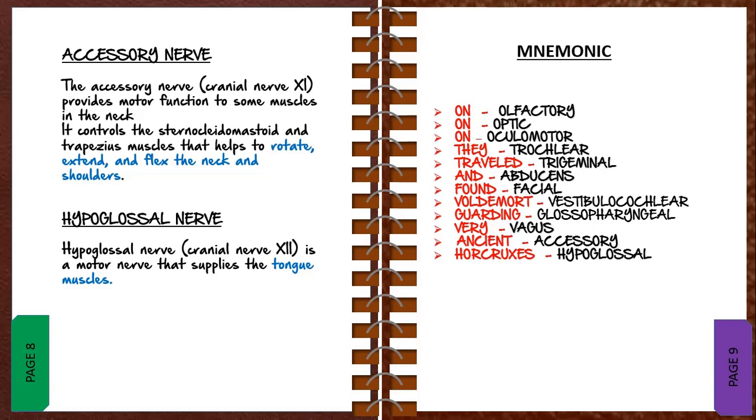So the first one goes with olfactory, the second one goes with optic, the third one goes with oculomotor. They is trochlear, traveled is trigeminal, and is abducens, found is facial, Walmart is vestibulocochlear, guarding is glossopharyngeal, very is vagus, ancient is accessory, and Horcrux is hypoglossal.